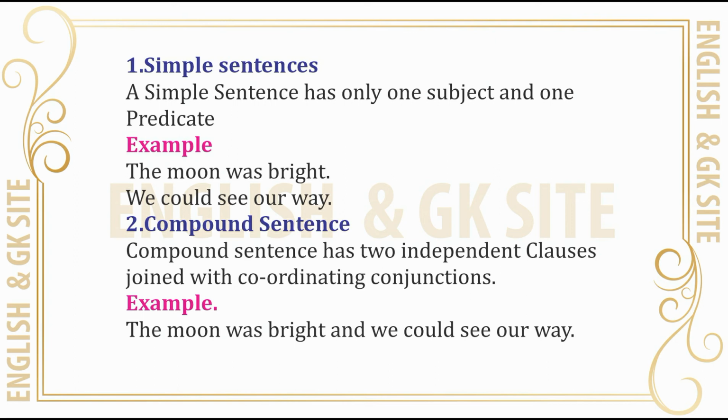The next is the compound sentence. A compound sentence has two independent clauses joined with a coordinating conjunction. The moon was bright and we could see our way. And is the coordinating conjunction that is joining the two independent clauses. Here the two simple sentences are joined by a coordinating conjunction and make a compound sentence.